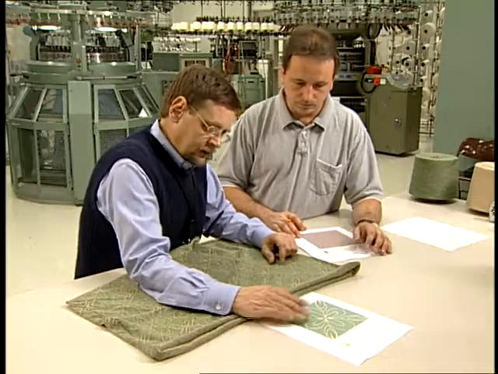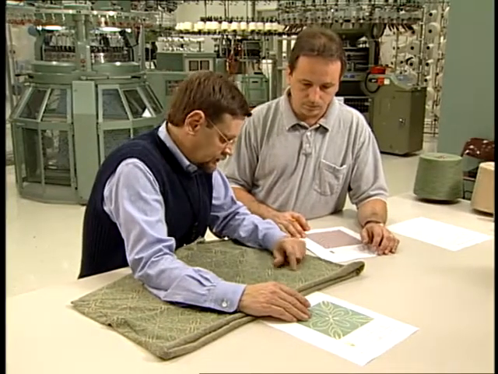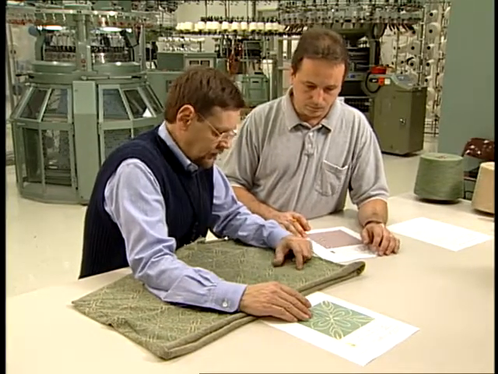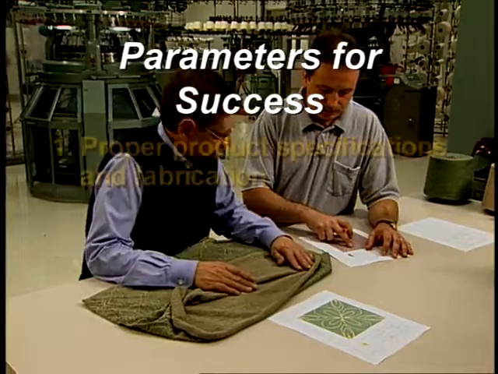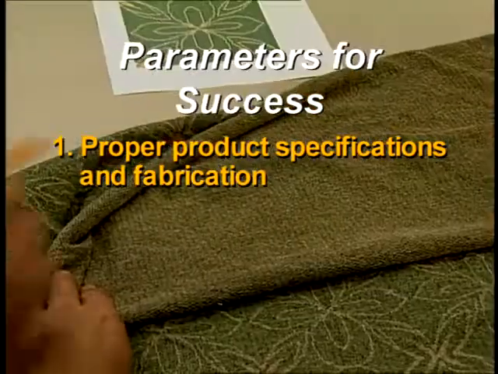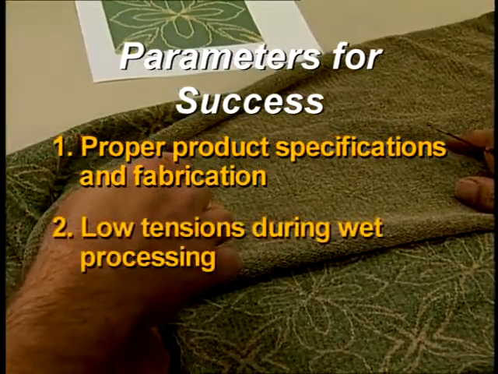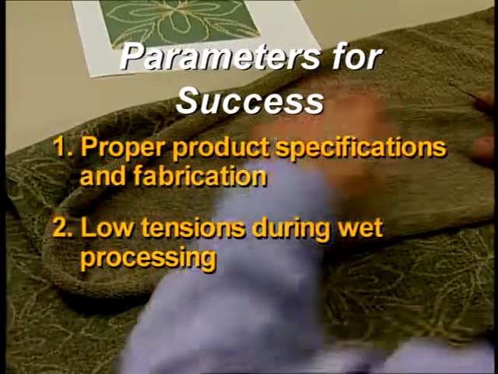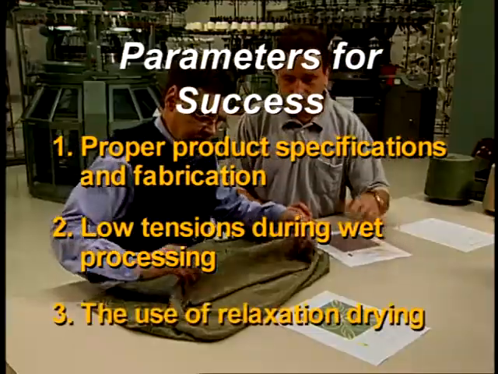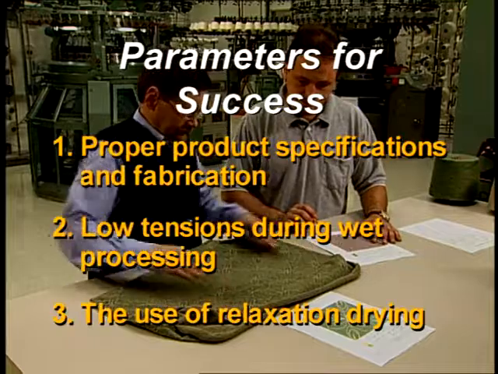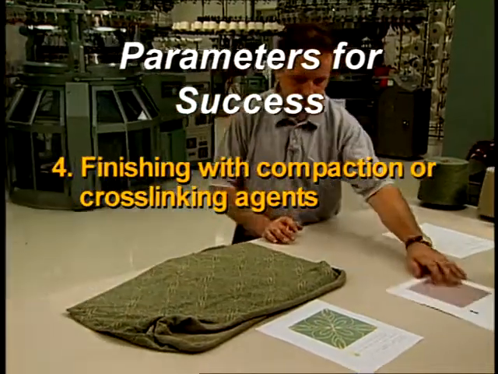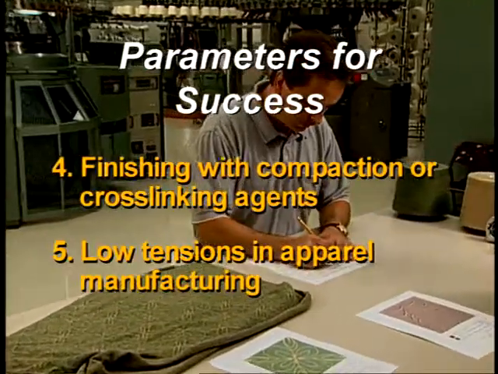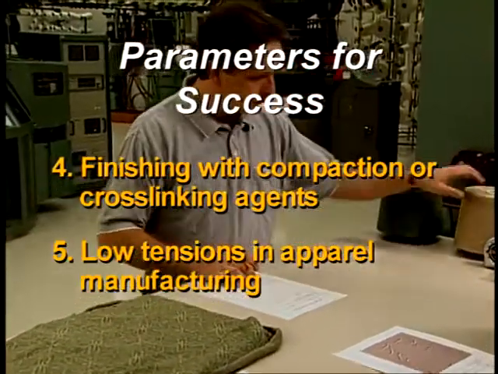The best way to achieve low shrinkage in cotton knitted fabrics is to carefully design the product and control manufacturing through all processing steps. The parameters for success are: 1. Proper product specifications and fabrication. 2. Low tensions during wet processing. 3. The use of relaxation drying. 4. Finishing with compaction or cross-linking agents. And 5. Low tensions in apparel manufacturing.